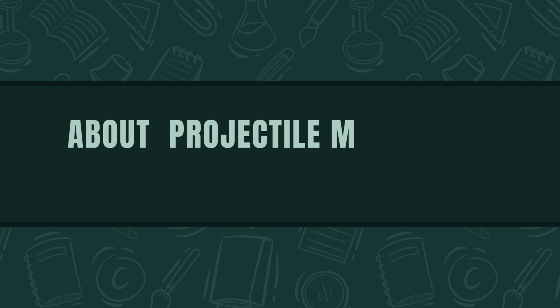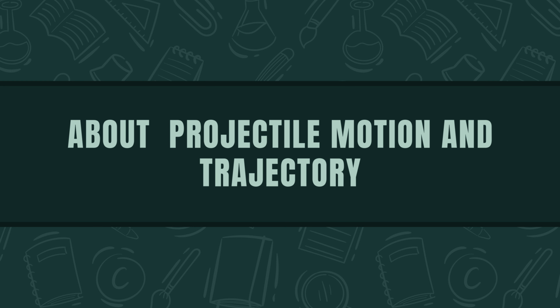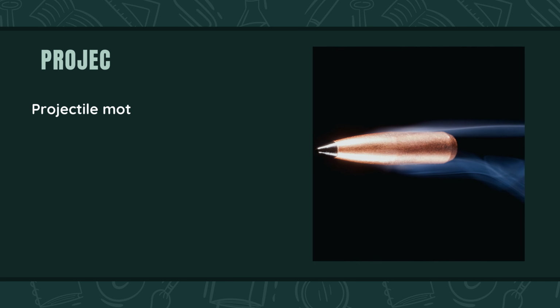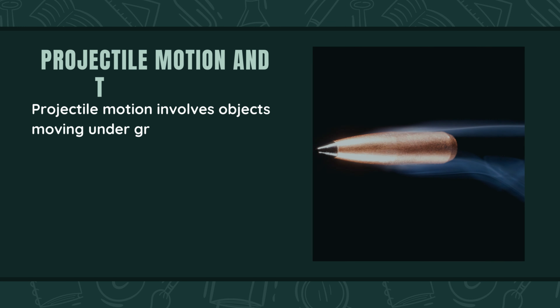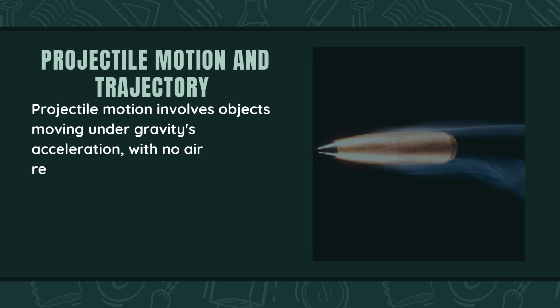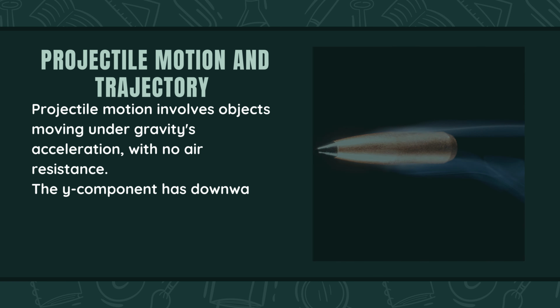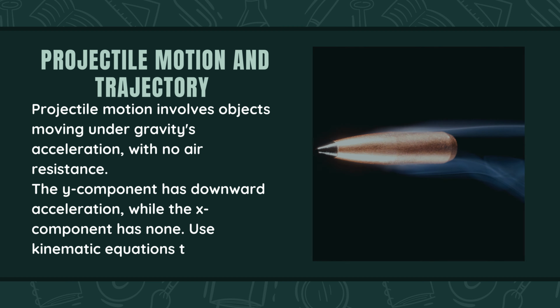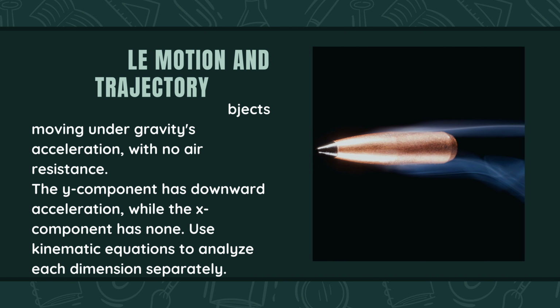Now, we will examine projectile motion and its trajectory. Projectile motion involves objects moving under gravity's acceleration, with no air resistance. The y-component has downward acceleration, while the x-component has none. Use kinematic equations to analyze each dimension separately.